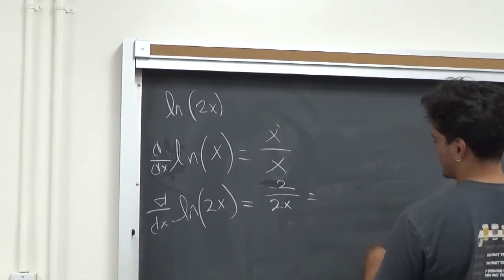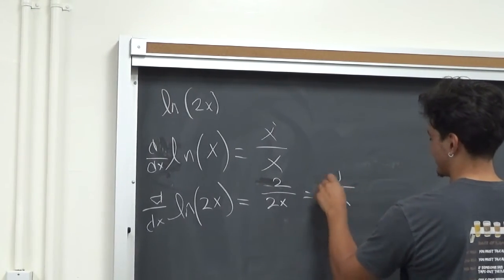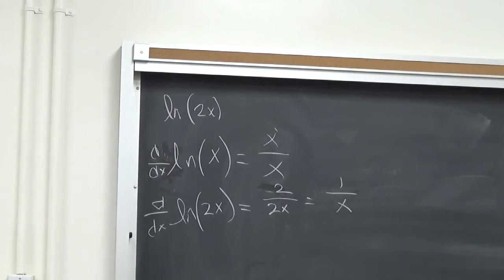So we're going to simplify this right here, and it's just going to be 1 over x, and that's going to be our derivative. Okay, good.